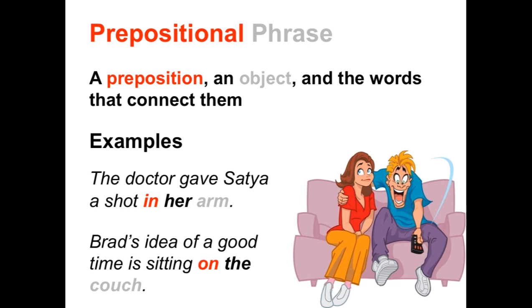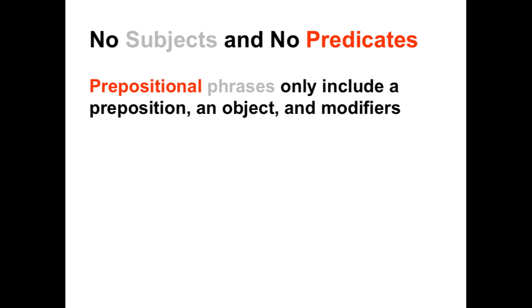Here's another example. Brad's idea of a good time is sitting on the couch. The prepositional phrase in this sentence begins with the preposition on, which leads to the object couch. On the couch is the prepositional phrase in this sentence. An important thing to remember about prepositional phrases is that they do not contain subjects or predicates. Remember, predicates are verbs in a sentence, subjects are the nouns that take them, and prepositional phrases do not include either subjects or predicates. Prepositional phrases only include a preposition, an object, and whatever modifiers and articles come between that preposition and object.